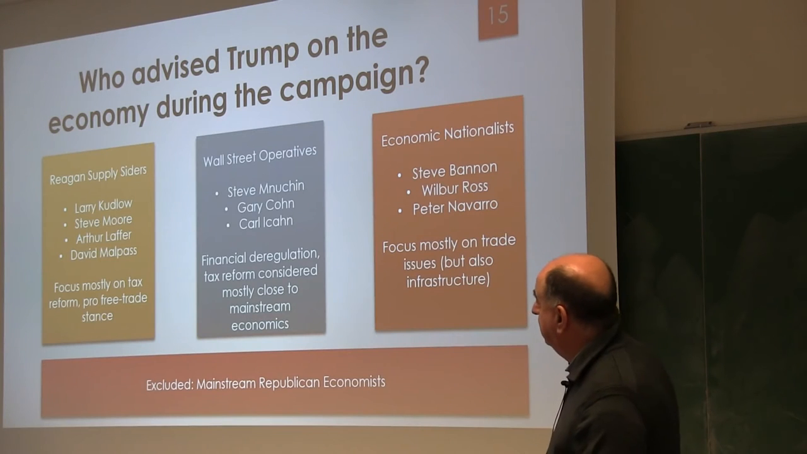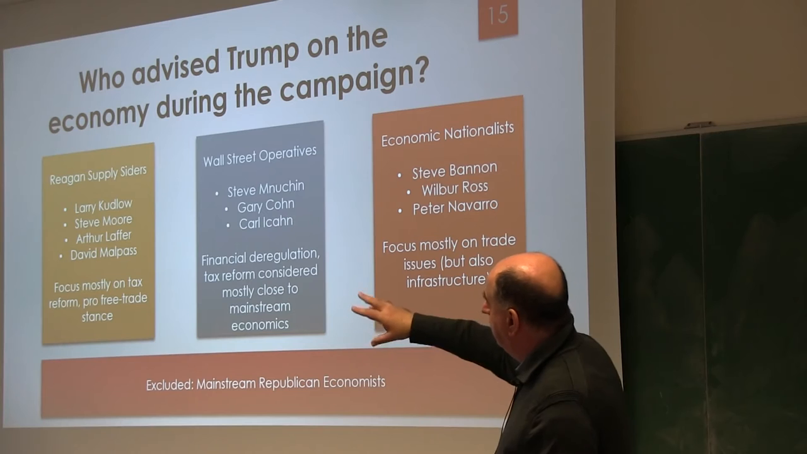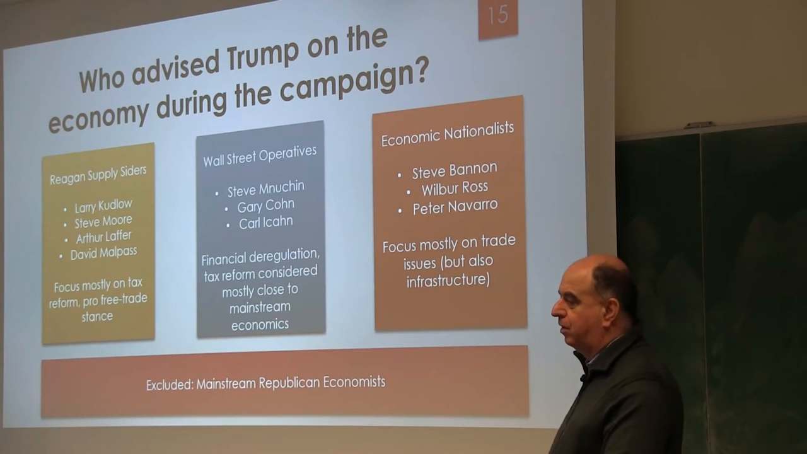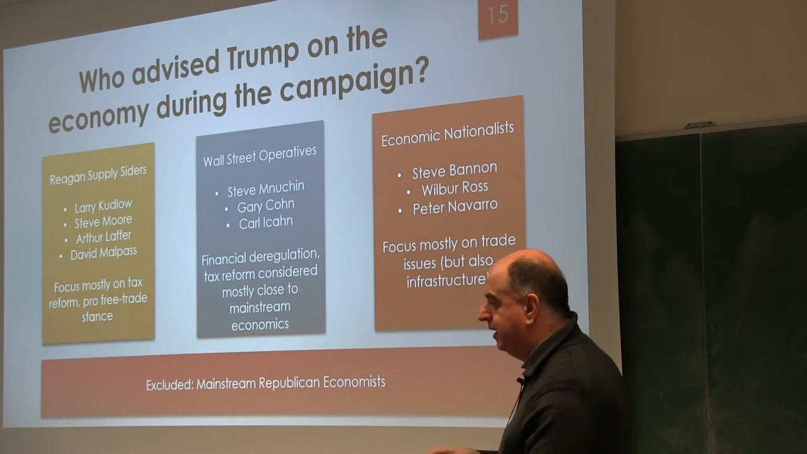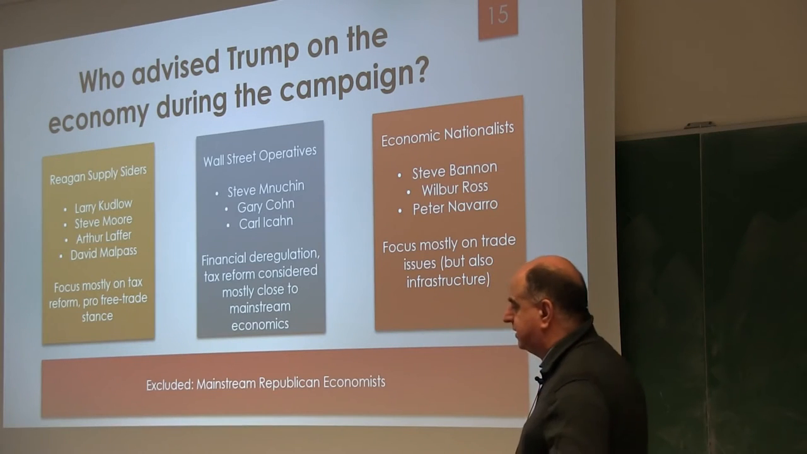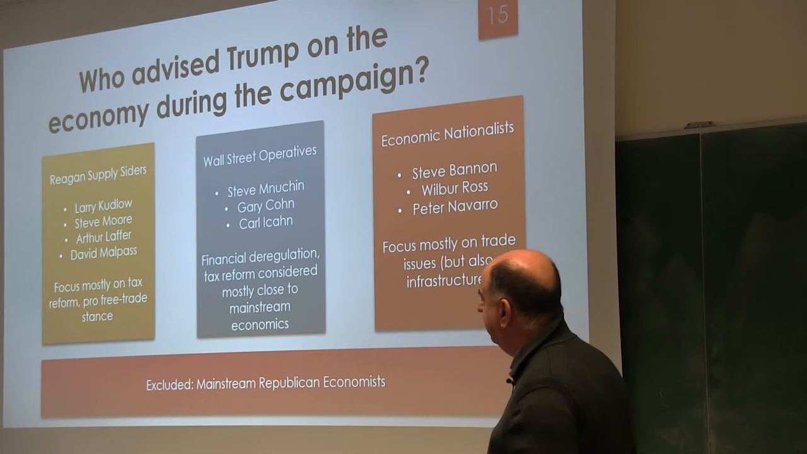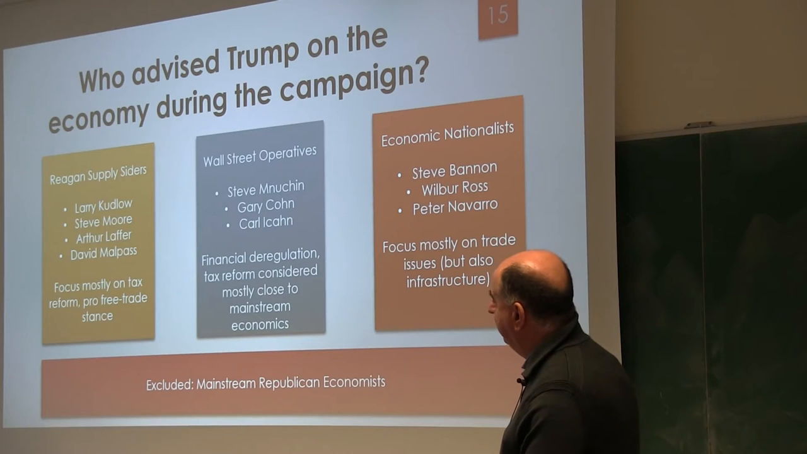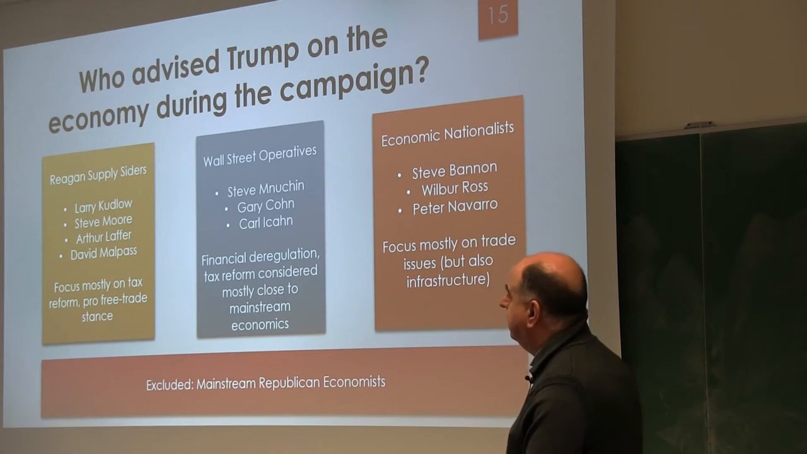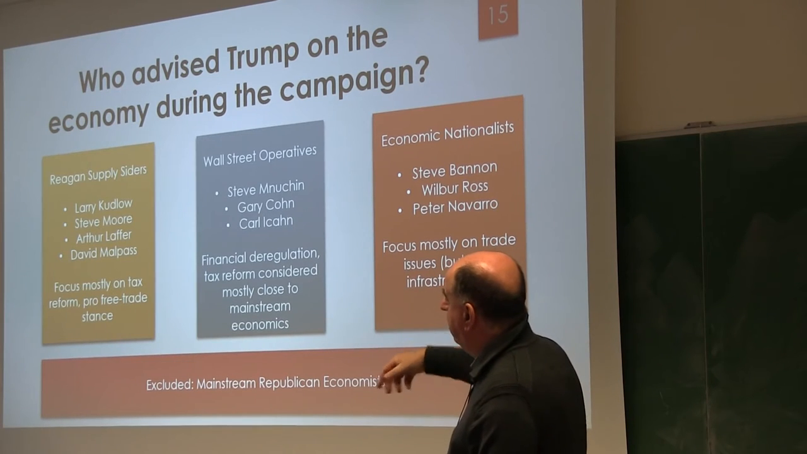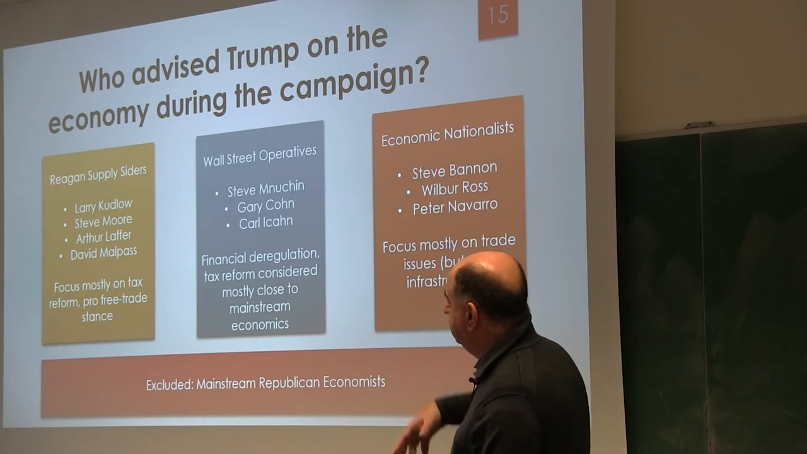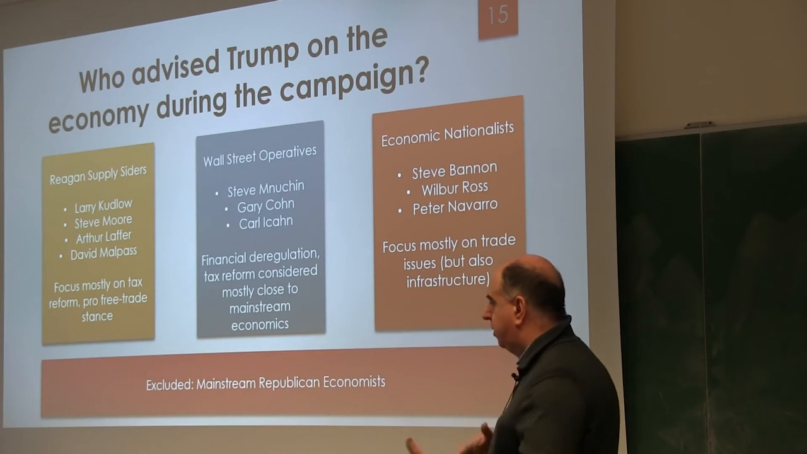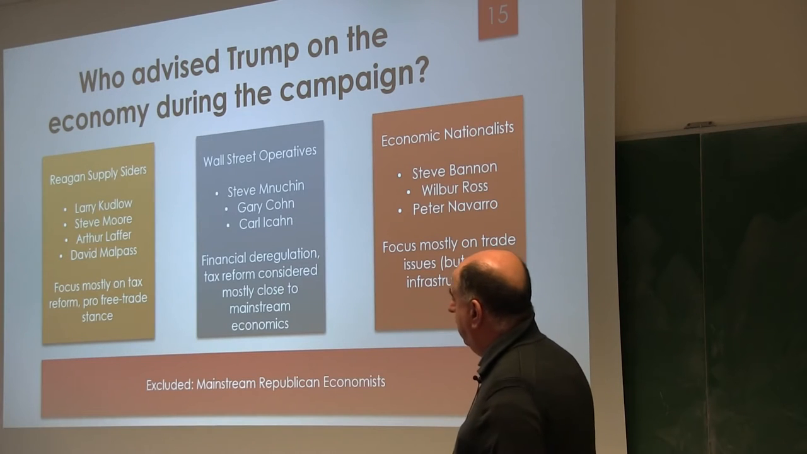So who was advising Trump during the electoral campaign? There were three groups. One was the Reagan supply-siders, people who had worked for the Reagan administration and had this idea that by cutting taxes you would create a positive change in animal spirits that would lead to more investment, more productivity growth, and more growth in the end. These people are Larry Kudlow, Steve Moore, Arthur Laffer, famous for the Laffer curve, and David Malpass. They're not real economists; some were economist commentators, or working for conservative think tanks.